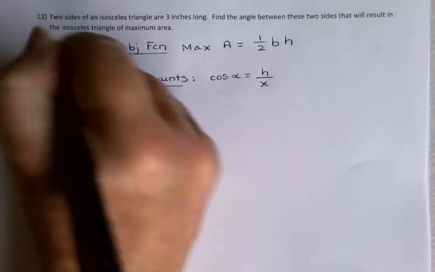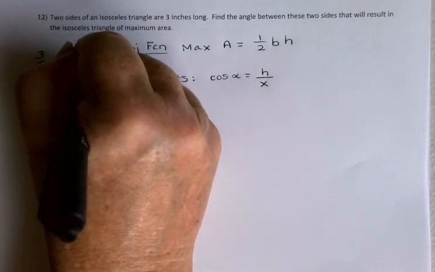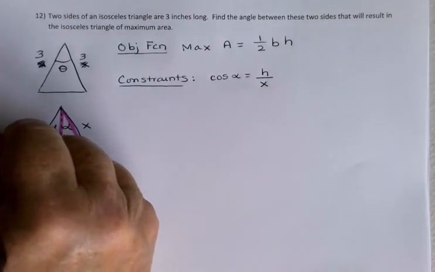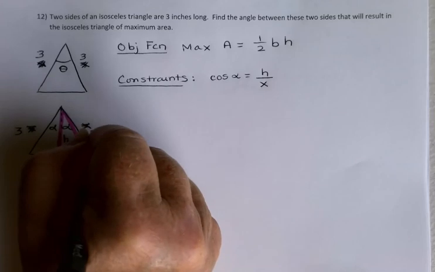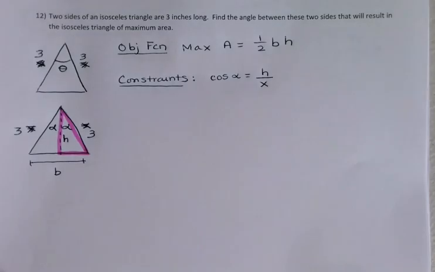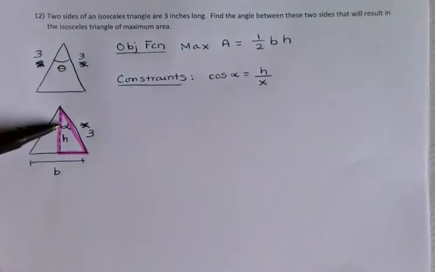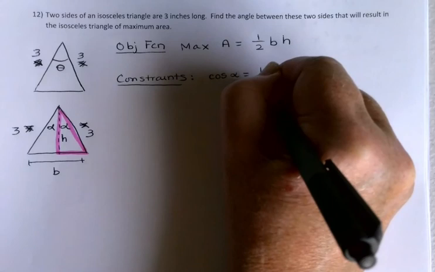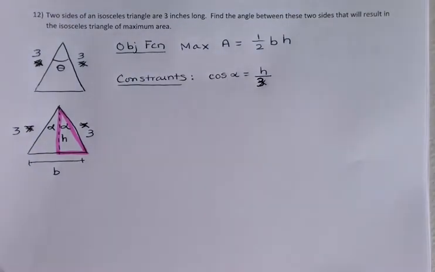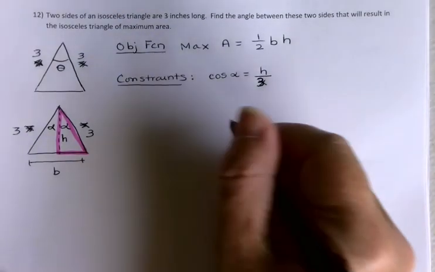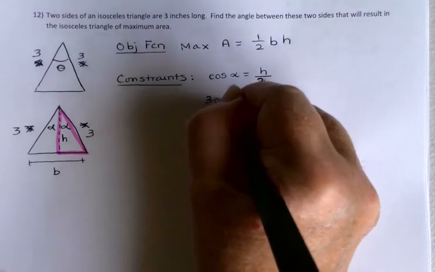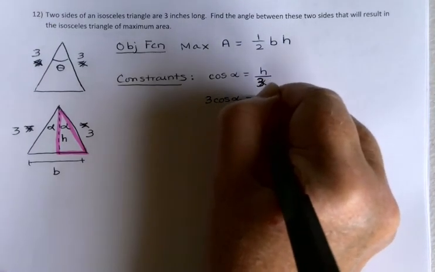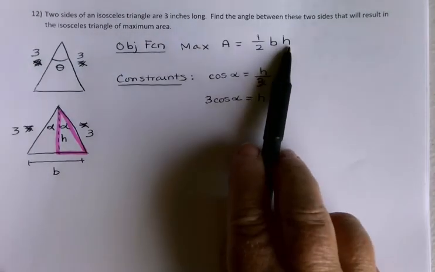This side is 3 inches. This side is 3 inches. So instead of x's here, thank goodness, I can actually have 3's. So the cosine of alpha is h over 3. That's better. And so h would be 3 cosine alpha. So that takes care of the h.